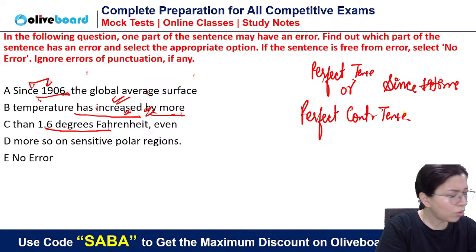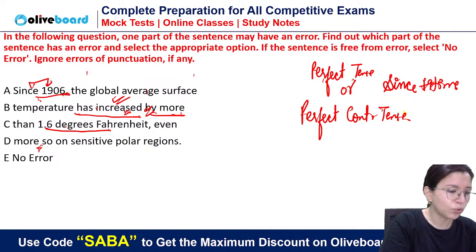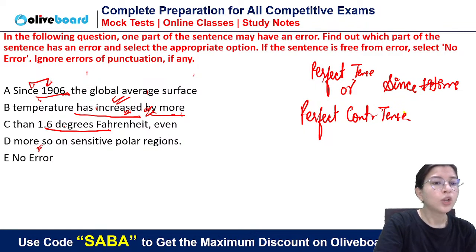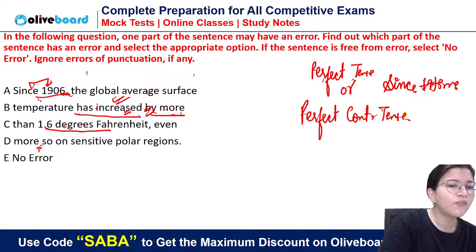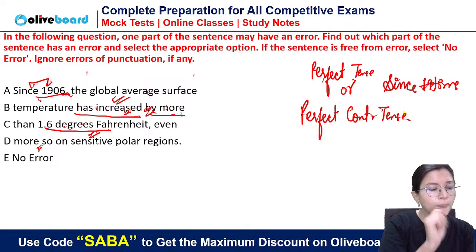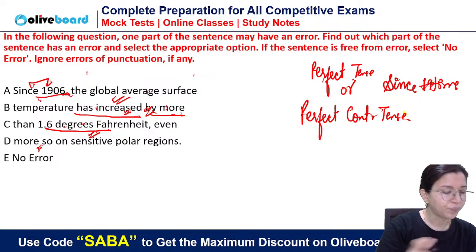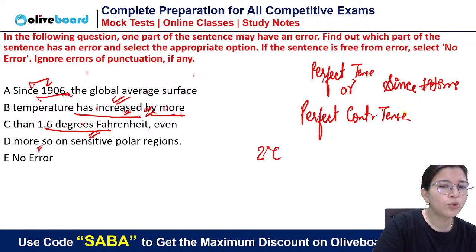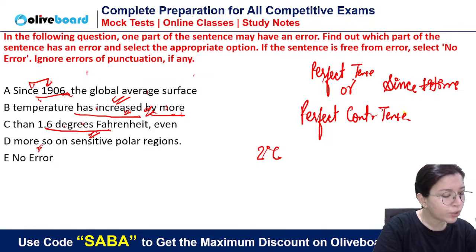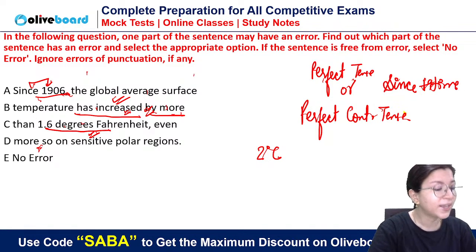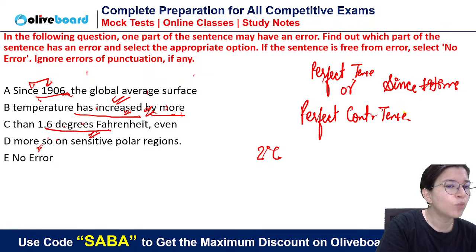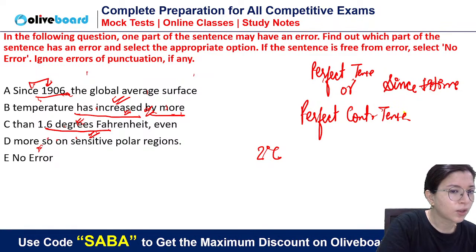No, it's not superfluous. So the temperature has increased by more than 1.6 degrees. Now somebody is saying that, ma'am, it should be degree. See, in writing, we write 2 degrees Celsius. But in spoken, when you read it, you have to read 2 degrees, 3 degrees. So 1.6, it is more than 1. So degrees is absolutely correct. So 1.6 degrees Fahrenheit, even more so on.